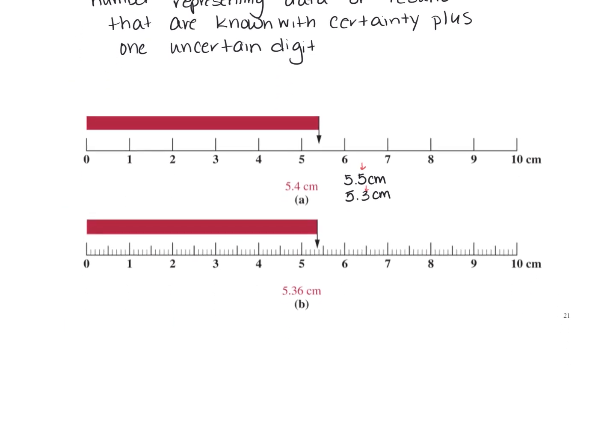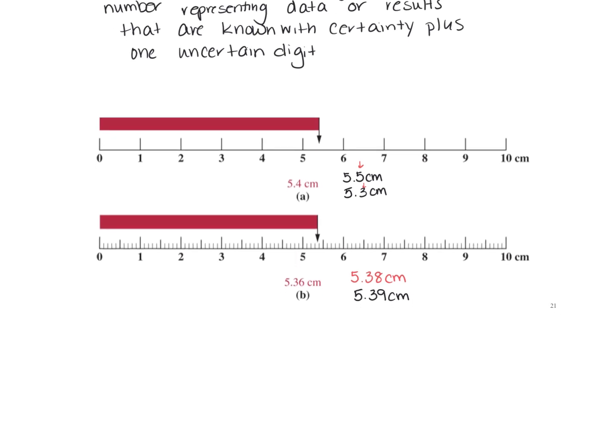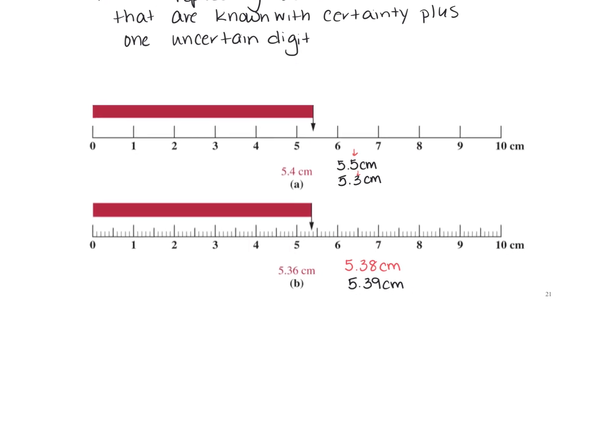And so when you look down here, this ruler has more divisions. And so when we look here, we have to estimate right in here. You may say, okay, that's 5.36 centimeters. We're estimating one digit over. But you may say, no, Dr. Pierce, that's 5.38 centimeters, or no, Dr. Pierce, that's 5.39 centimeters.